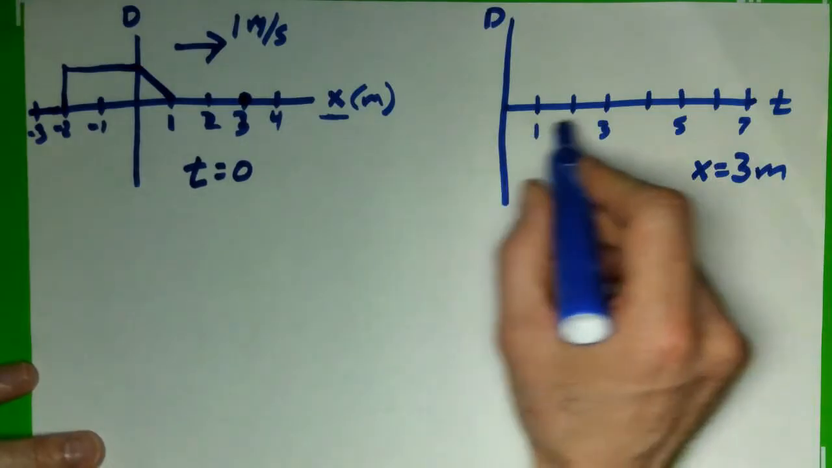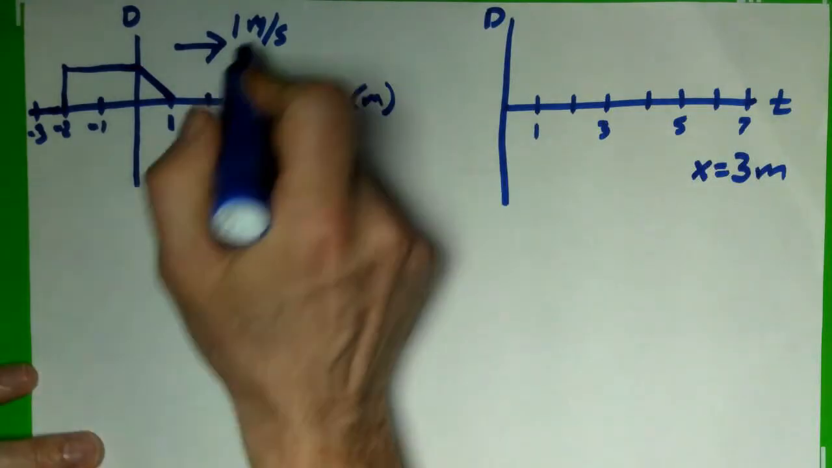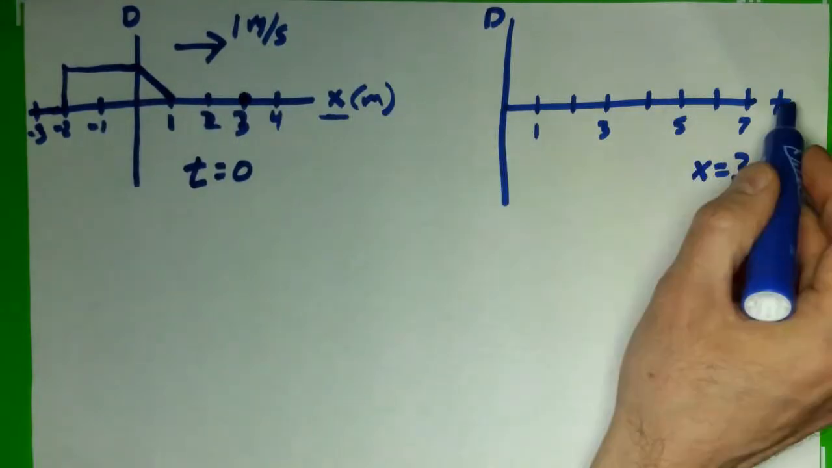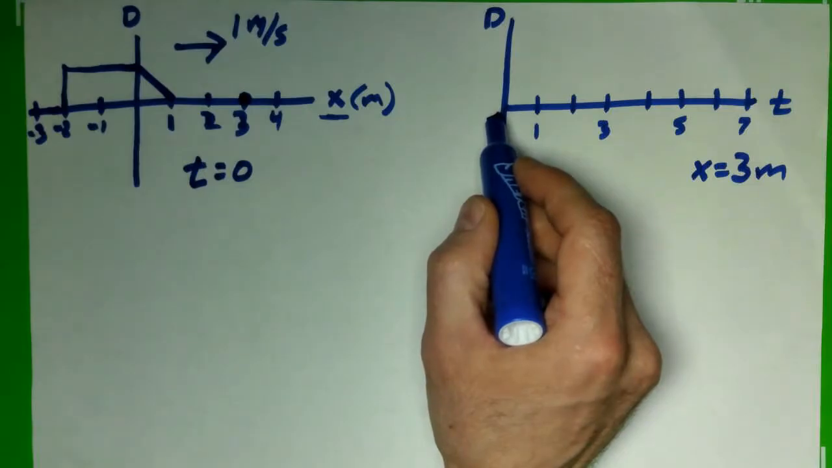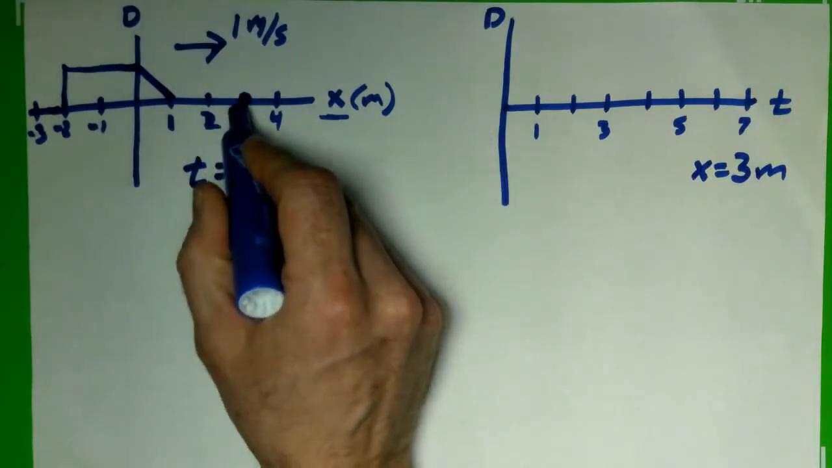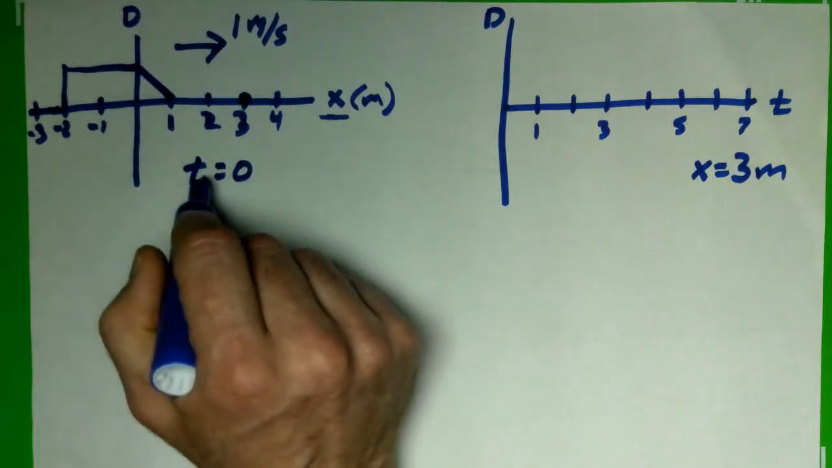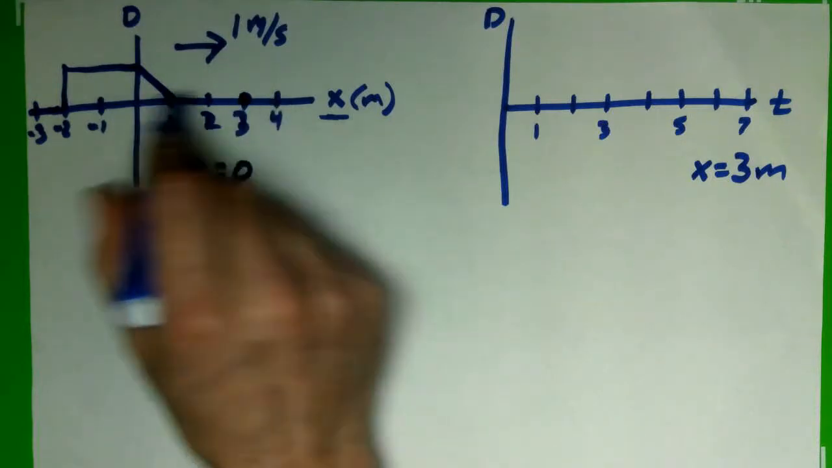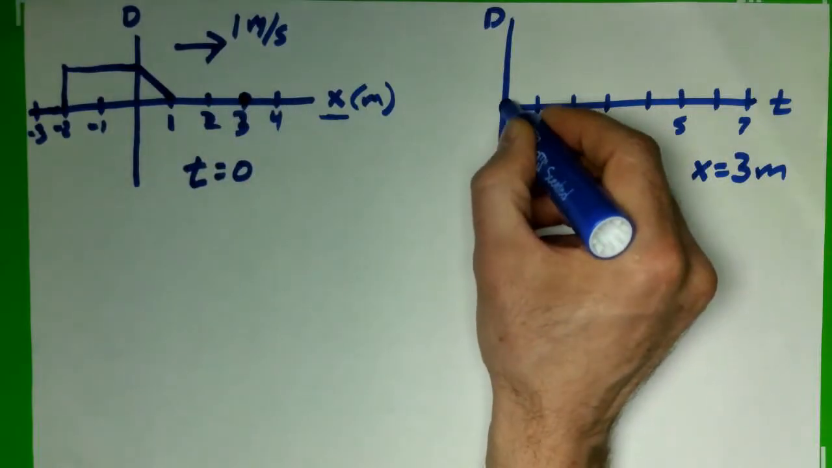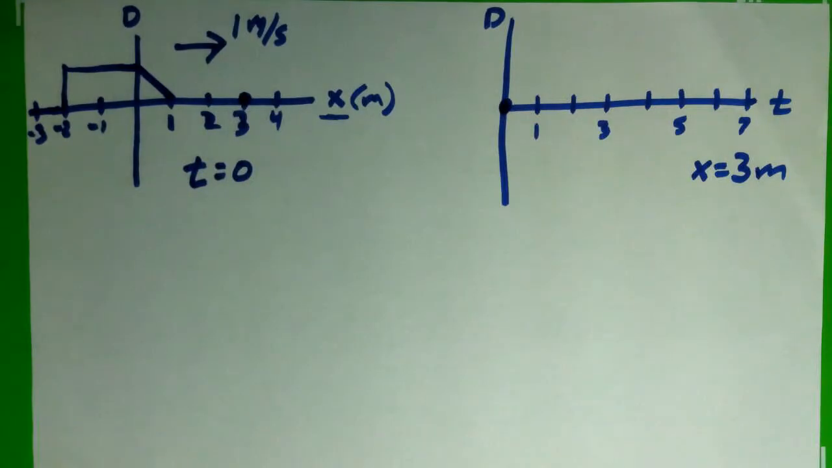So let's populate this graph now by using these bits of information. So at t equals 0 seconds, what is happening to the piece of string that is at x equals 3? Well, at t equals 0 seconds, I can see it. It's at the equilibrium line. There's no displacement. So at t equals 0, it is 0.